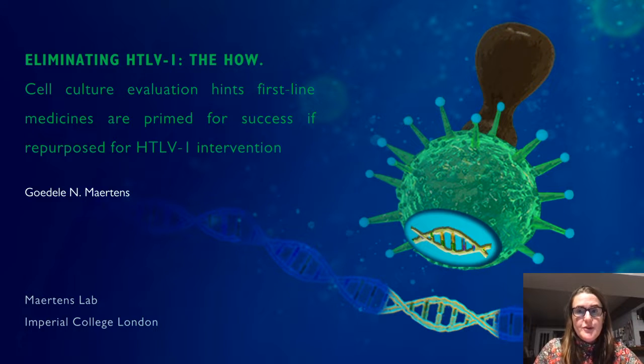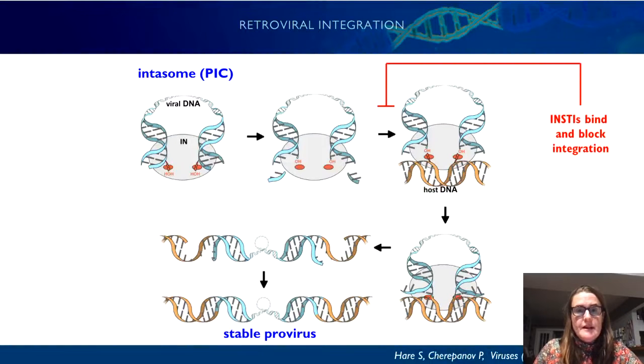So HTLV1, or human T-cell lymphotropic virus, is a retrovirus, and one of the key stages in the replication cycle of a retrovirus is that it needs to integrate, or insert, a DNA copy of the viral RNA genome into the host chromatin. This reaction is catalyzed by the viral integrase, and integrase catalyzes a couple of reactions.